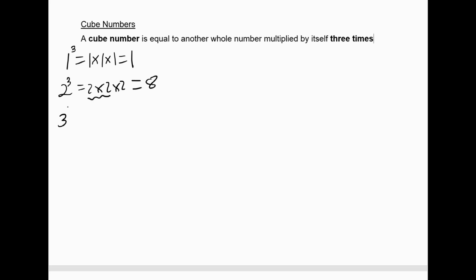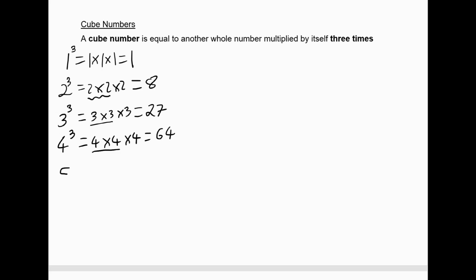And it's really good practice for you to work these out. 3 cubed is 3 times 3 times 3. 3 threes are 9, times by 3 is 27. 4 cubed is 4 times 4 times 4. 4 fours are 16, times by 4 will be 64. And then 5 cubed is going to be 5 times 5 times 5, which is 25 times 5, which is 125. It's really important that you know the first 5 cube numbers.